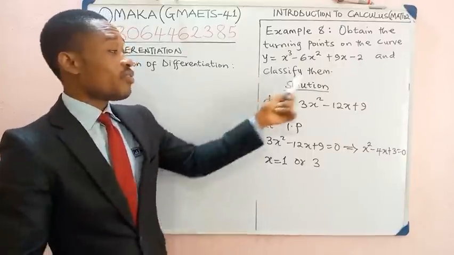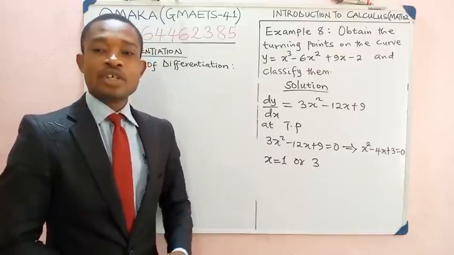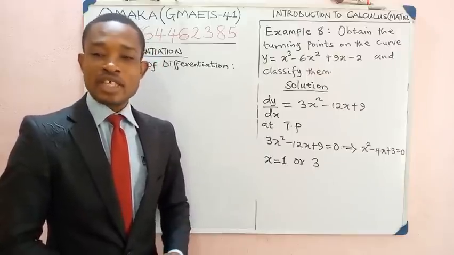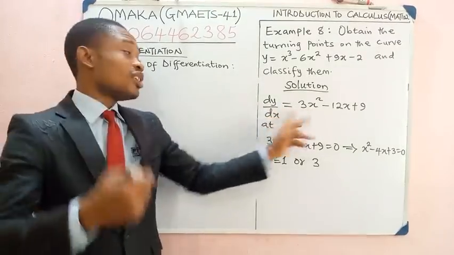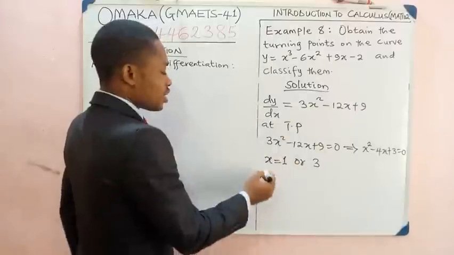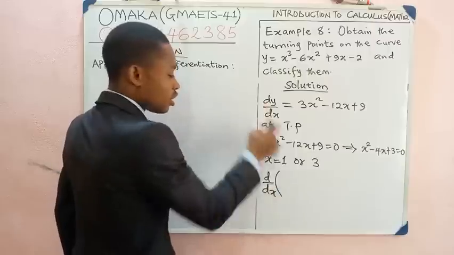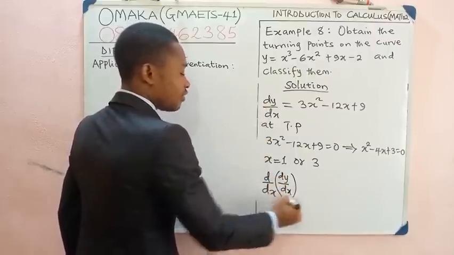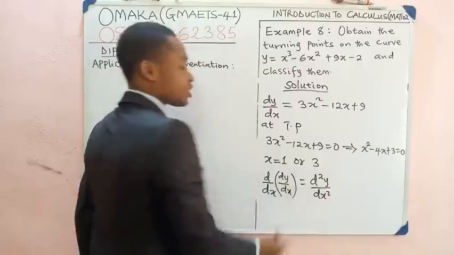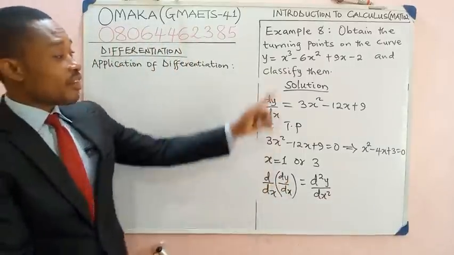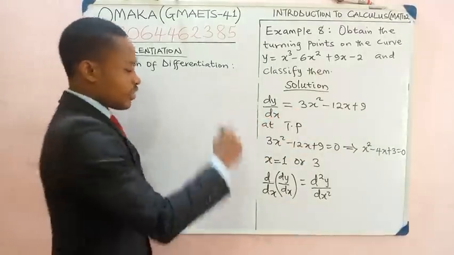The next thing is to classify them. How do we classify them as to which one is minimum, which one is maximum? All we need to do is to proceed to our second derivative test, which means we are going to differentiate this function again to get the second derivative. That is to say, we are trying to differentiate with respect to x what we already got, dy/dx. That's the meaning of that. And this is the same as d2y/dx squared. To get the second derivative of this function, you have to differentiate what you got in the first derivative. And so let's differentiate it and see.